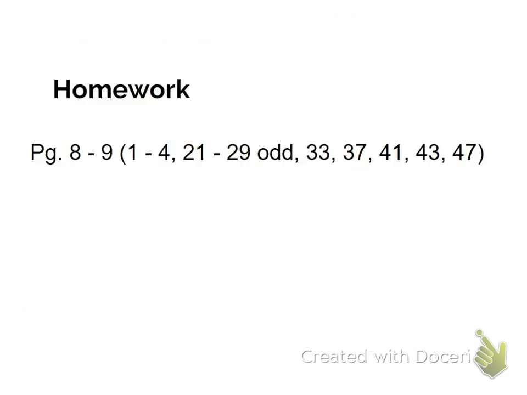Homework is on pages 8 and 9 again. We're in the same section. Homework is still out of the book, pages 8 and 9. This time we are doing numbers 1 through 4. The group from 21 through 29, you're doing the odds just out of that section. And then 33, 37, 41, 43, 47 individually at the end.